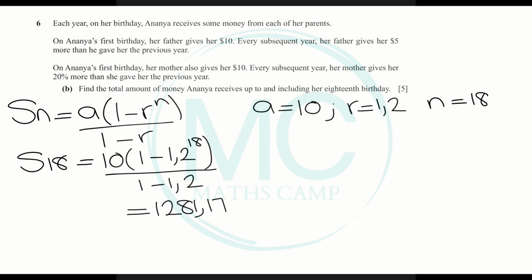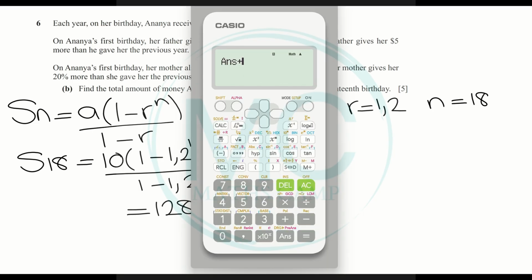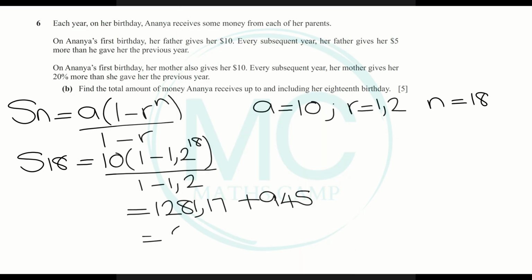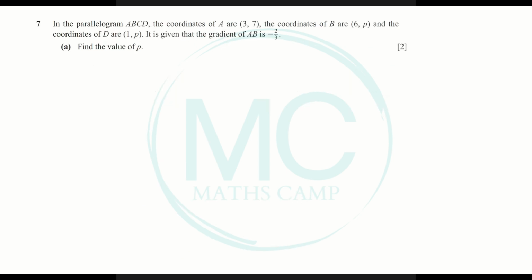So to find the total, we're going to add the amount from her father, 945. Take your calculator: plus 945 is equal to 2,226 and 17 cents. 2,226 and 17 cents. This is our final answer.